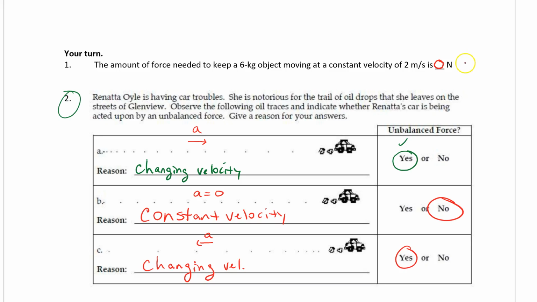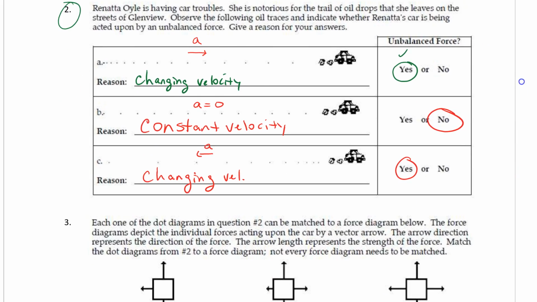So the amount of force needed is 0 newtons. Here's the answer for number 2. Yeah, you can take a look at it, see how you did. I wrote constant velocity and changing velocity. There's a few other ways you could describe that reason.